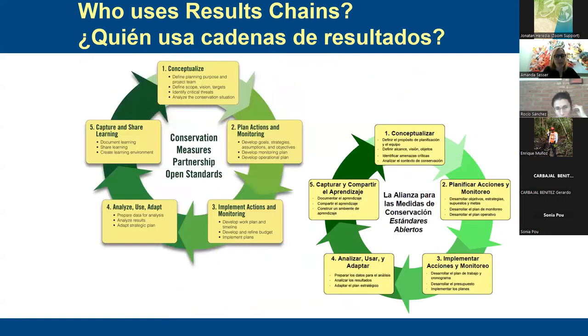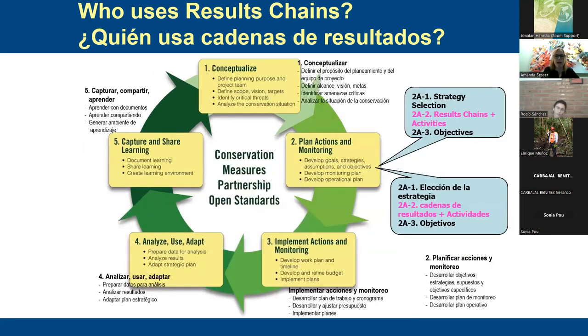The results chains, the way that I'm describing them here, were developed by the Conservation Measures Partnership, also called Open Standards. It was a group initially of 13 non-governmental organizations that worked on global biodiversity that came together and said, let's streamline the way that we do our biological planning, and how we can not only plan for achieving biodiversity results, but how do we know when we're actually getting there? So they developed results chains and they use them as part of their cycle.